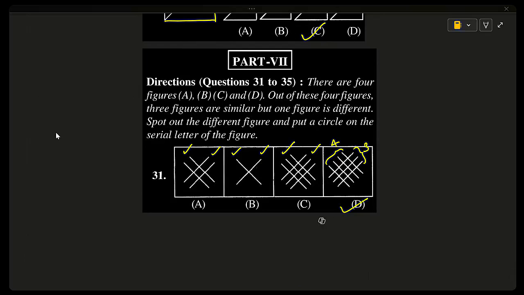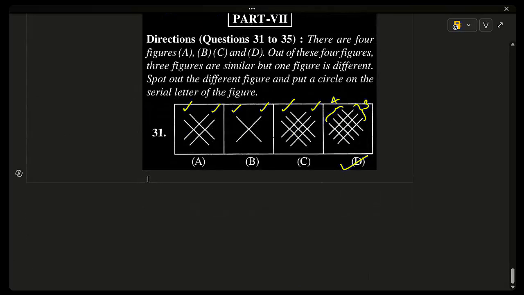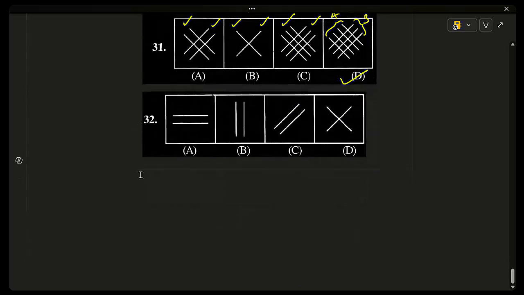32. Parallel lines, parallel lines, parallel lines, but here intersecting lines. So it is going to be option D.